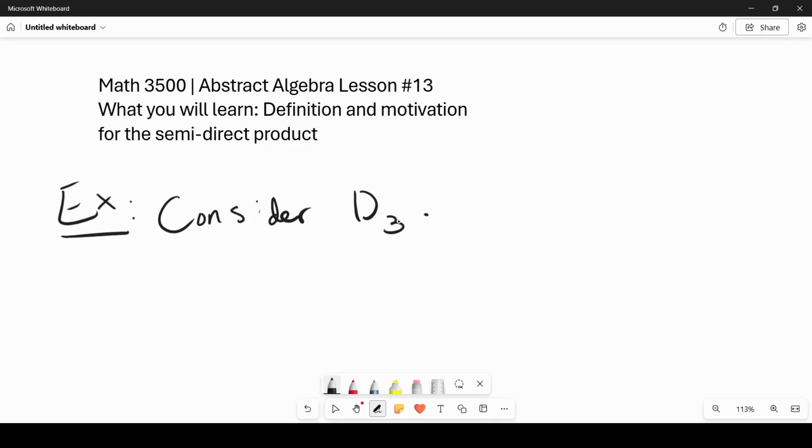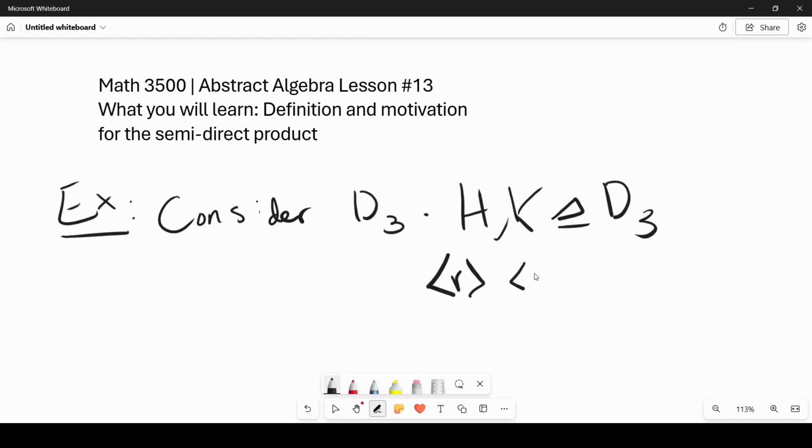So recall from identifying direct products that we want to find two subgroups, H and K, in D3 that are both normal. But unfortunately, if you try to do this, the natural idea is to try the subgroup generated by R and the subgroup generated by S. But the problem is that R is normal in D3, but S is not. So we can no longer use the direct product.